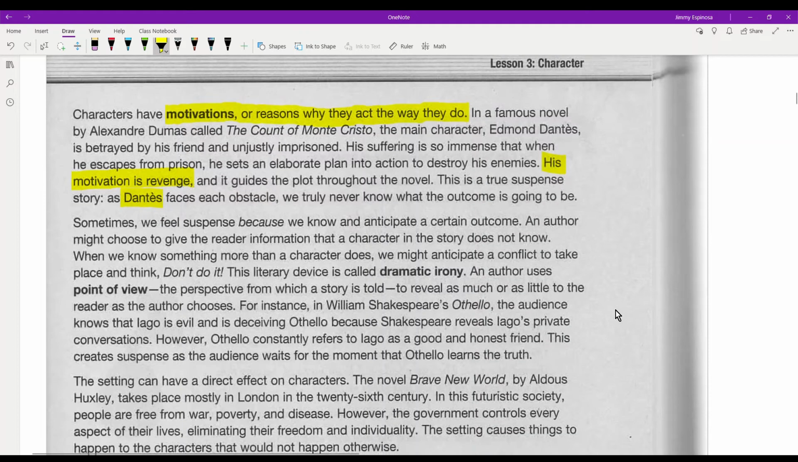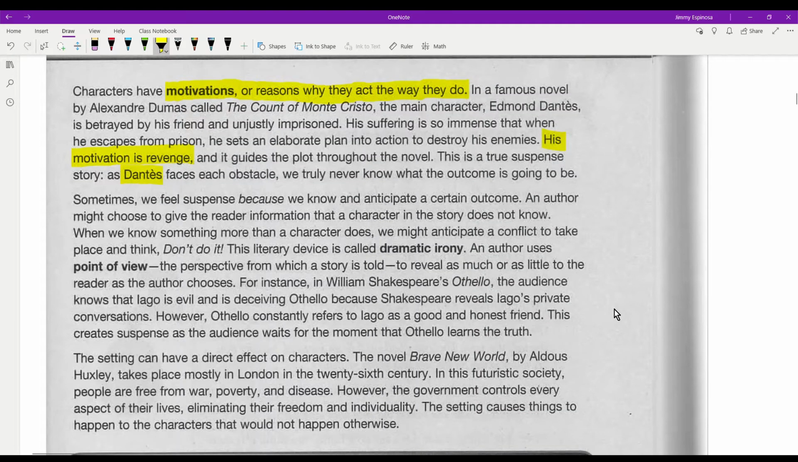Now to continue, sometimes we feel suspense because we know and anticipate a certain outcome. An author might choose to give the reader information that a character in the story does not know. When we know something more than a character does, we might anticipate a conflict to take place and think, don't do it. This literary device is called dramatic irony. I'm going to highlight dramatic irony. This is very, very important. You're going to see it later on in the passages you're going to be reading.